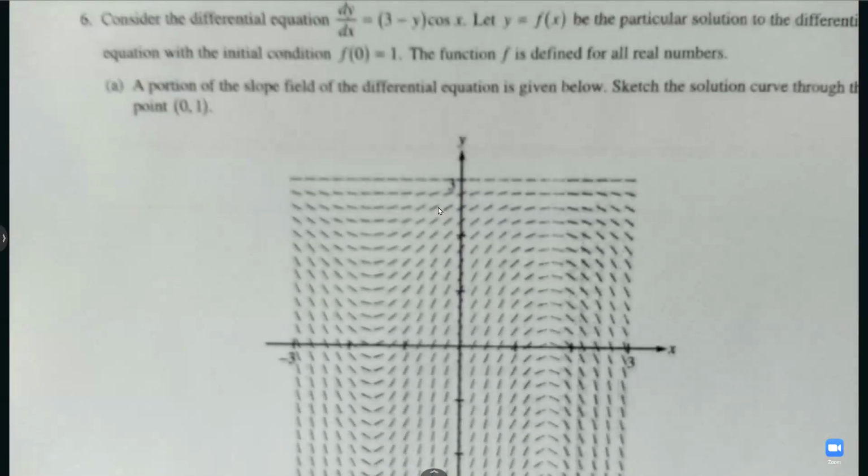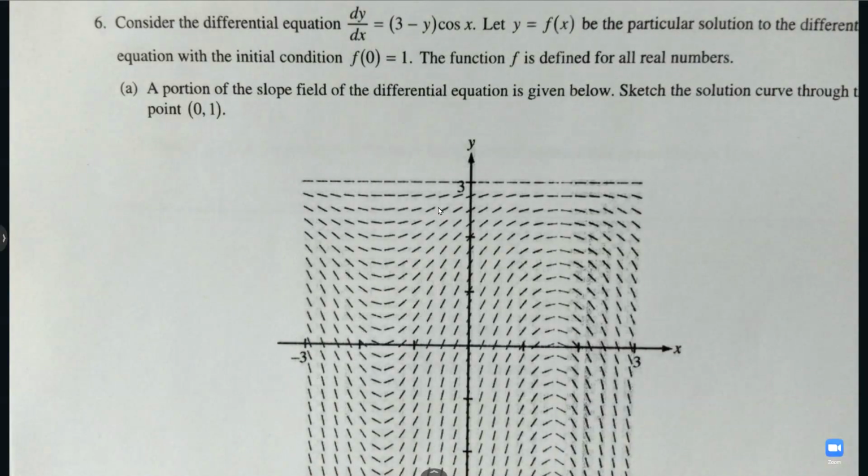Here are the solutions for the differential equations 2014 and 2013. All right, let's do this together. Hopefully you tried it first.